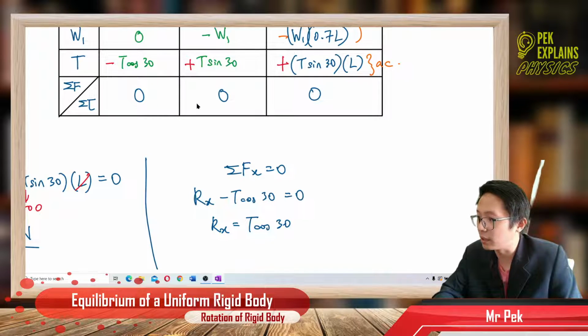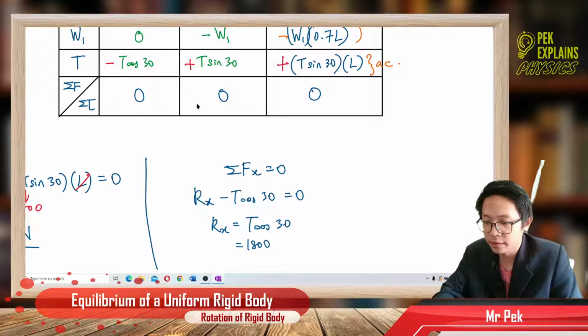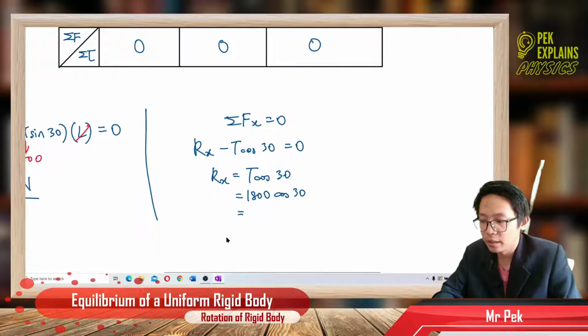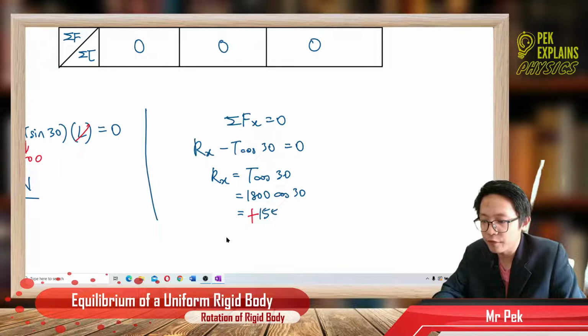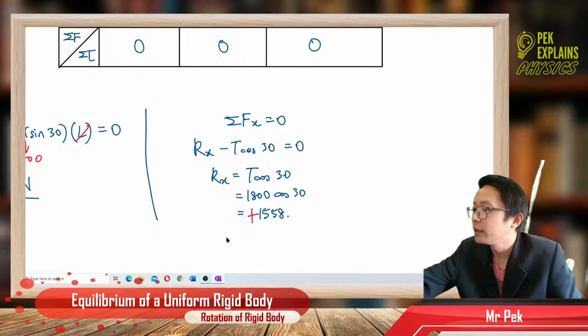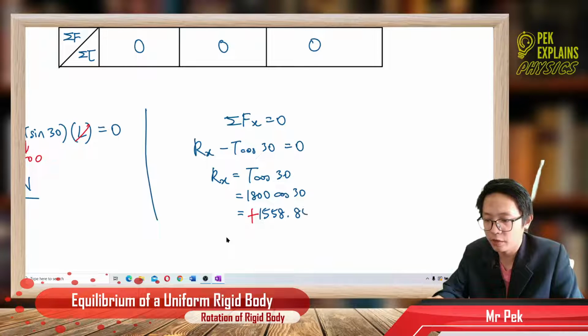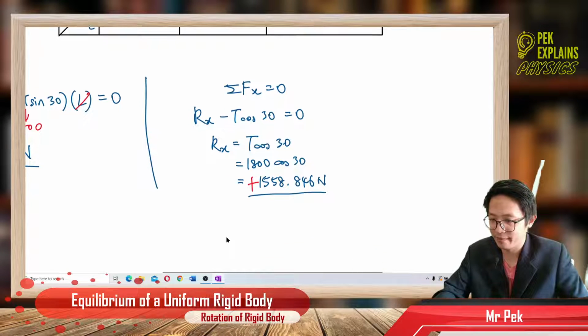So T is 1800. So in the end, what is Rx? I got Rx is equal to positive. Yeah, it is positive. Okay, sorry. Positive 1558.846 Newton.